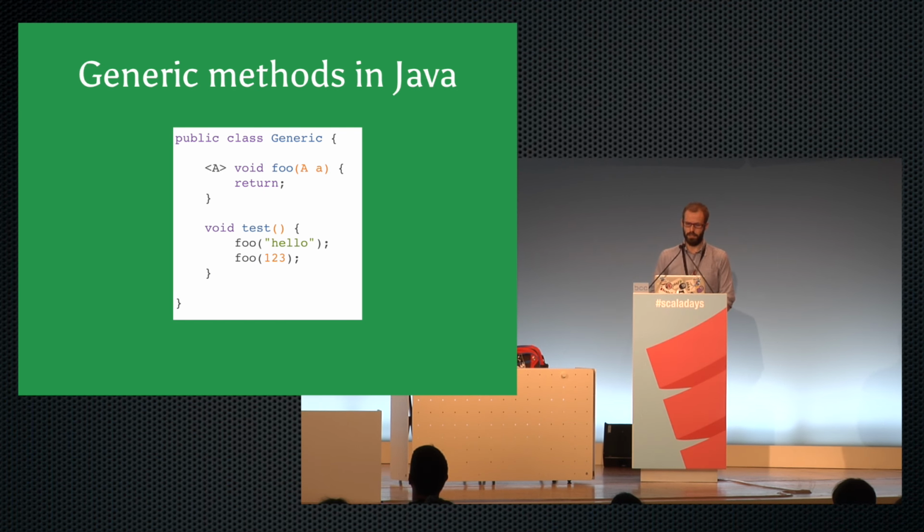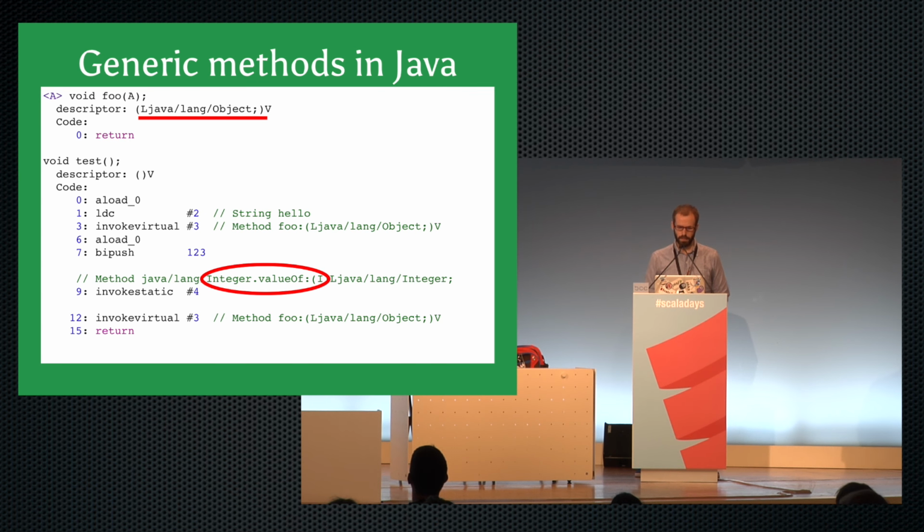So generics. Let's have a quick look at Java, first of all. This is a class in Java that has a generic method foo. It's got the A in brackets saying it's generic in some type A. It doesn't give any kind of bound on it. It could be anything. It could be an int or a string or whatever. And then we call it first with a string, which is a reference type, and then with an int, which is a primitive.